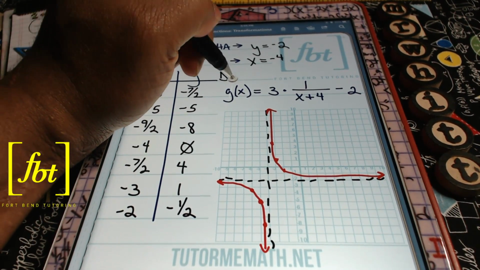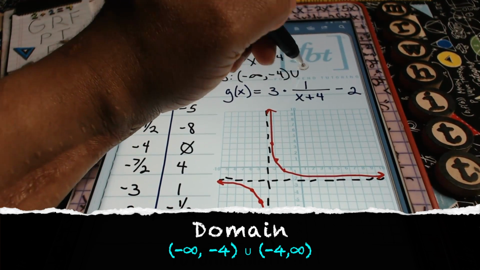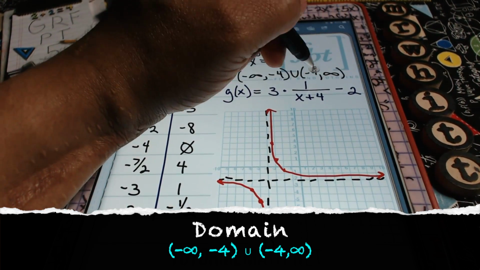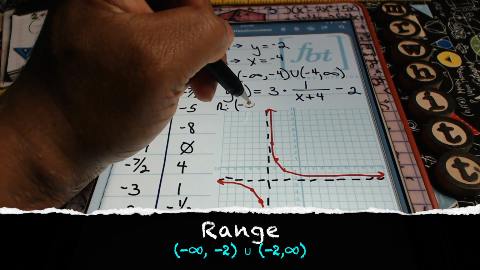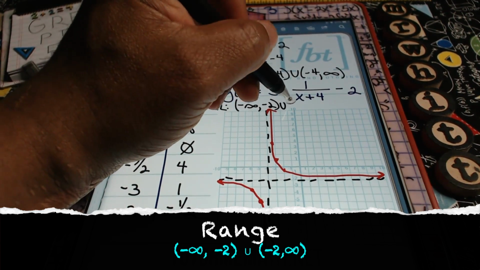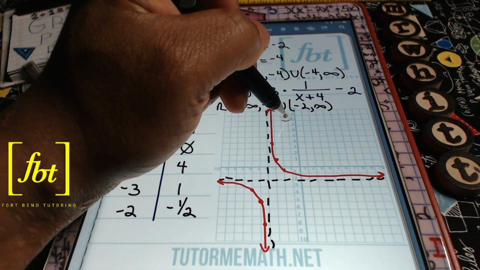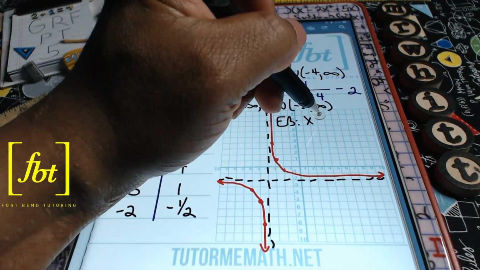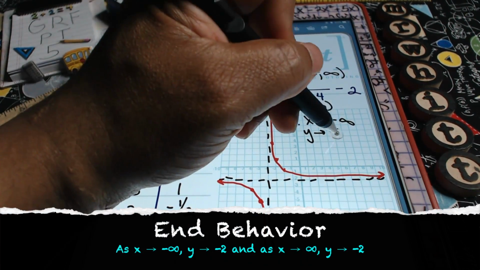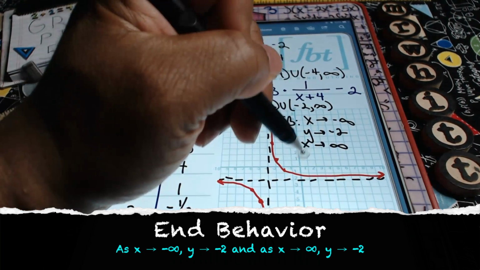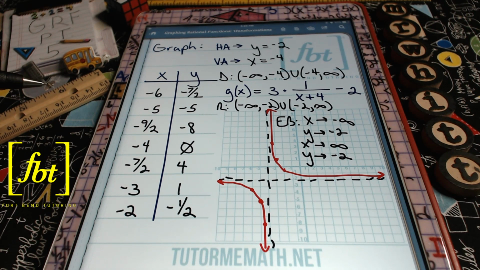Our domain, guys, is going to be from negative infinity to negative 4 union negative 4 to positive infinity. Okay, then you're going to have a range. Your range is going to be from negative infinity to negative 2 union negative 2 to positive infinity, like so. Then for your end behavior, EB, as x approaches negative infinity, y approaches negative 2. And as x approaches positive infinity, y approaches negative 2. All right, so that takes care of our end behavior.